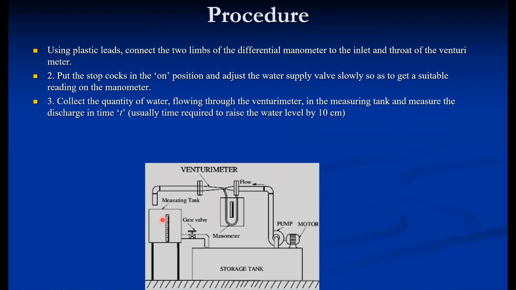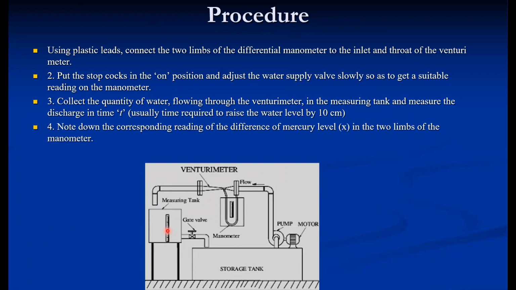Then record the manometer reading, that is H. Then collect the water quantity in the measuring tank in order to calculate the discharge to the venturimeter, by measuring the time required to raise the level by 10 centimeters. Note down the corresponding readings of the differential manometer in the two limbs. So there are only two measurements: the H value and the time required to raise the level in the tank by 10 centimeters.